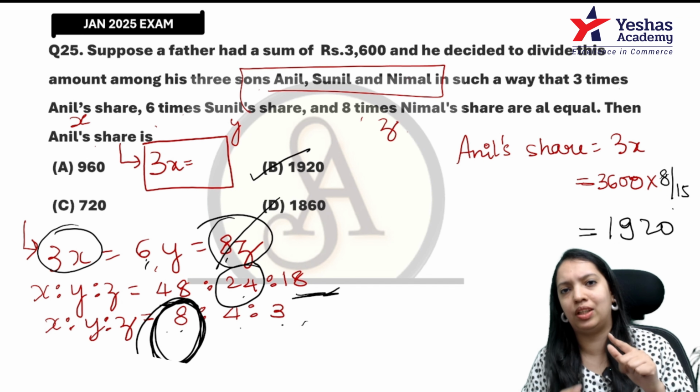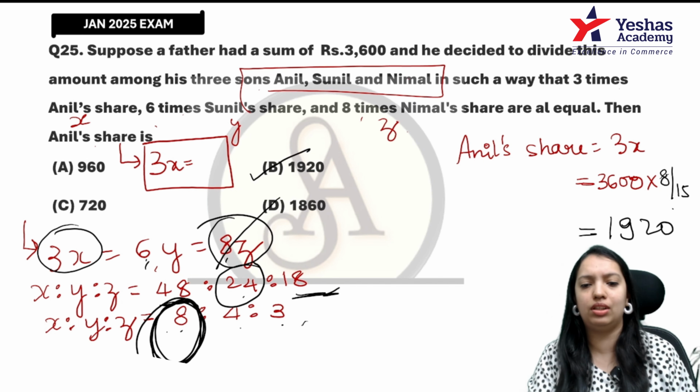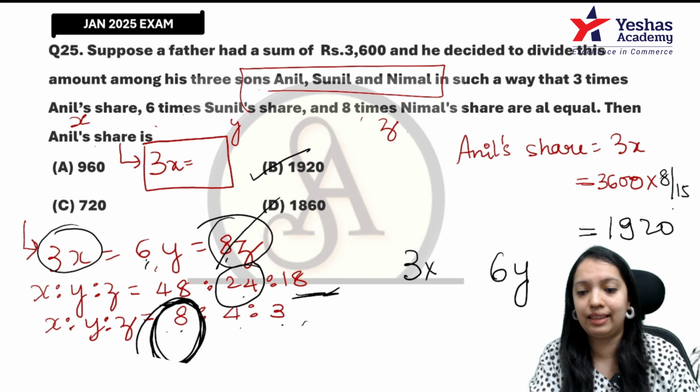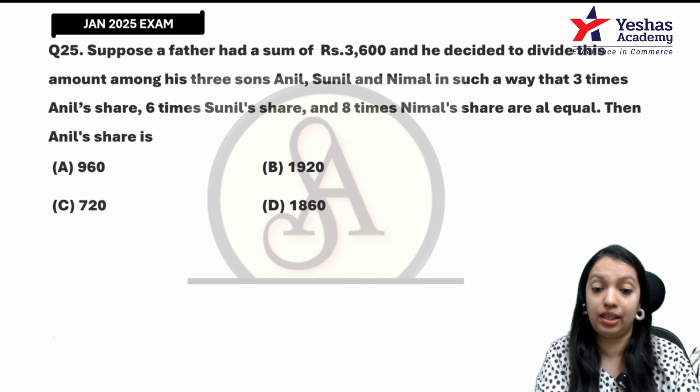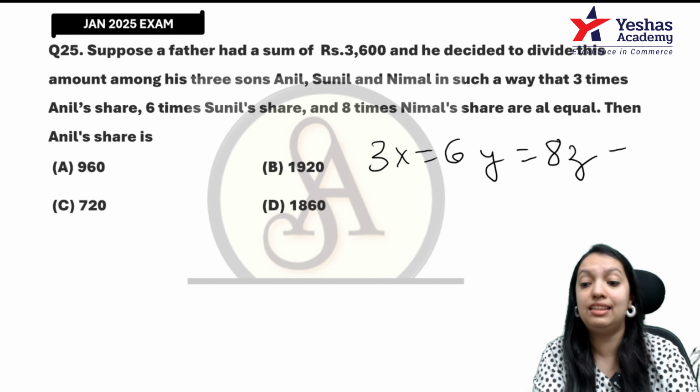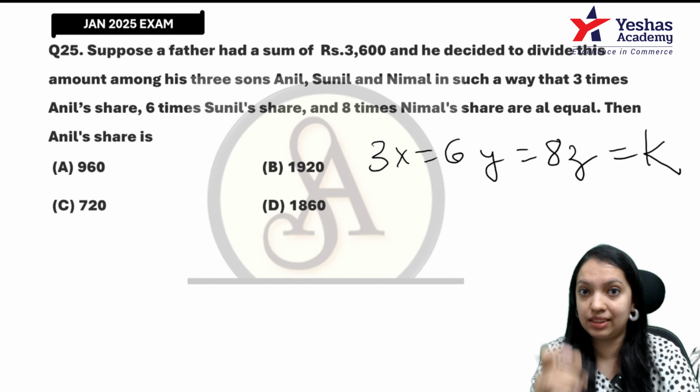And this is method 1. Method number 2, just like how we solved in the class, you can take 3 times of Anil, 6 times of Sunil and 8 times of Nirmal. All of them are equal. In that case, you can take 3x is equal to 6y is equal to 8z is equal to k. And you can replace everything with k.